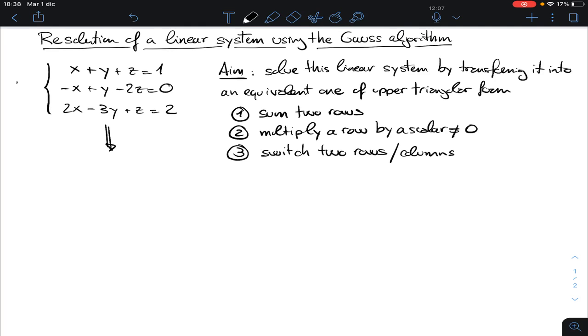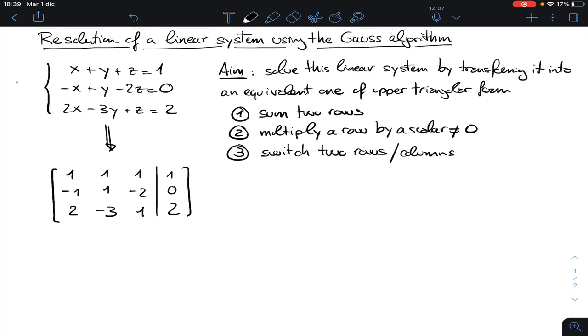The first point is that one produces out of this linear system a matrix which only remembers the coefficients of the variables and of the right-hand side. In particular, on the first column, you put the coefficients of x, which are 1, minus 1, and 2. The second column, you put the coefficients of y, which are 1, 1, and minus 3. On the third column, you put the coefficients of z, which are 1, minus 2, and 1. And the last column is the right-hand side of the linear system.